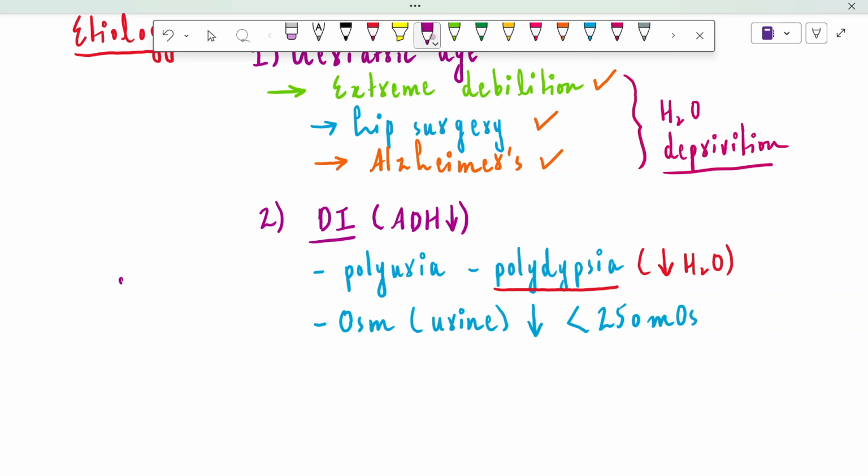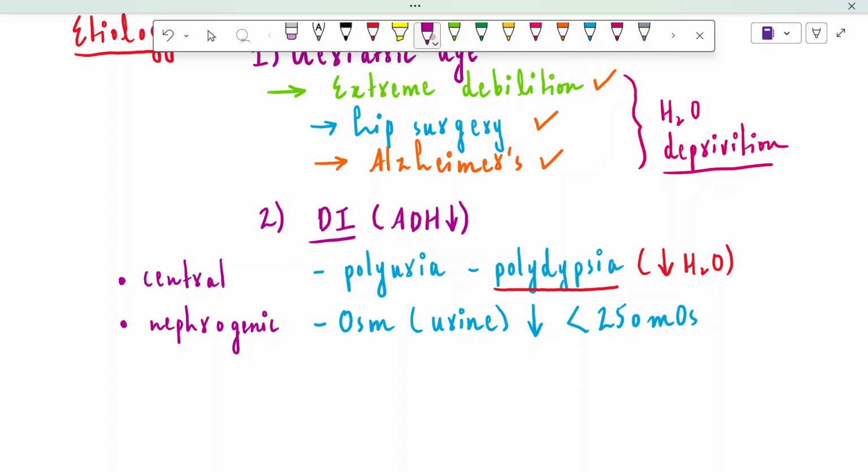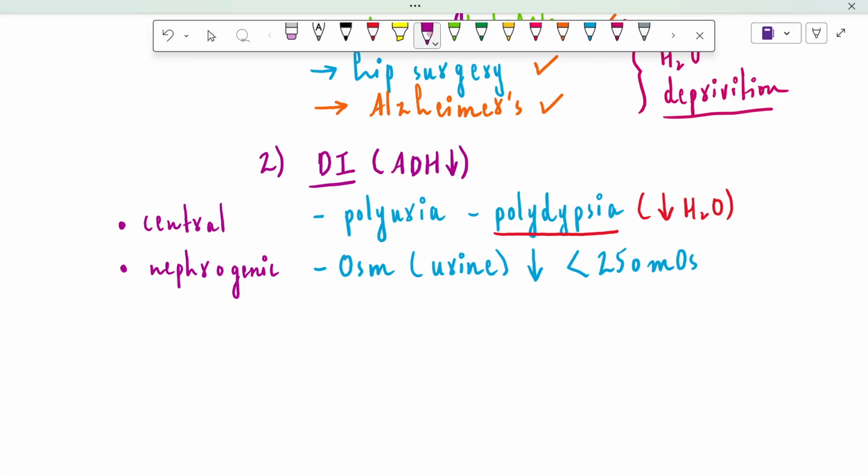And I've told you there are two types. It can be central, due to trauma, brain abscess, or meningitis. The central means that the antidiuretic hormone is basically not being produced, and nephrogenic means that the kidneys are unresponsive to the antidiuretic hormone. So up till now, we have learned that either there is water passing into the urine or the patient is not getting enough water. These conditions can lead to concentration of blood and there will be a hypernatremia component.